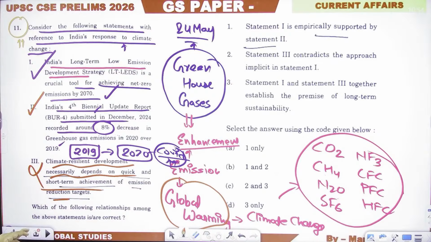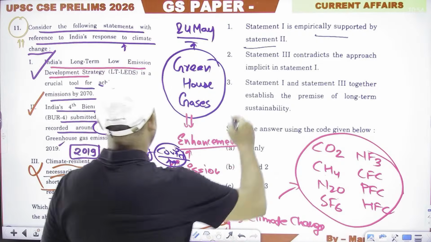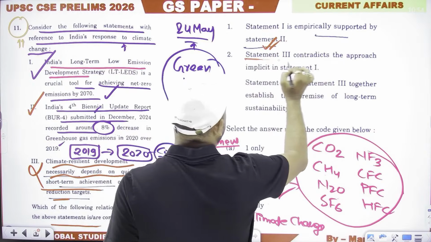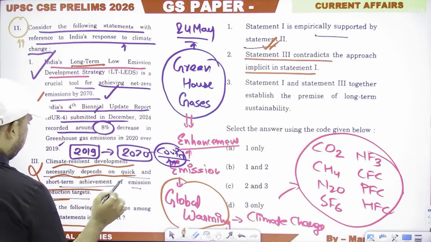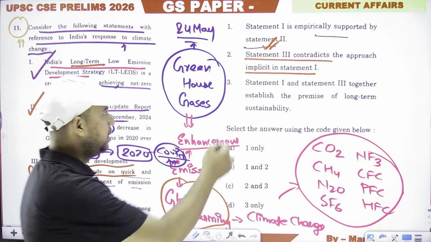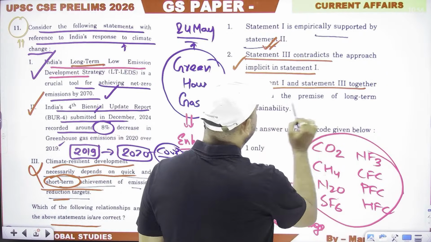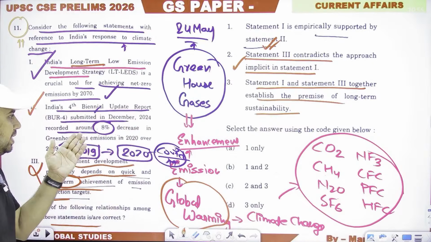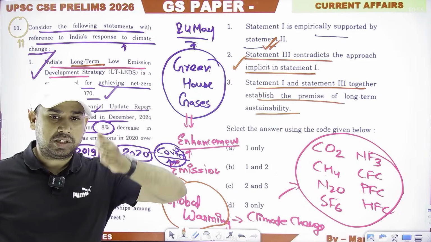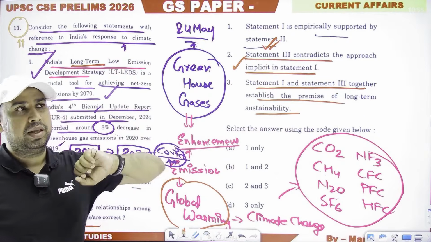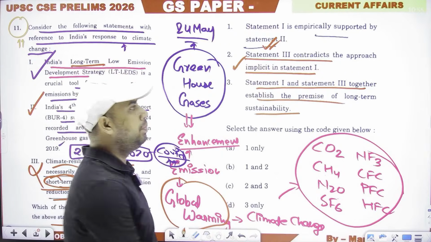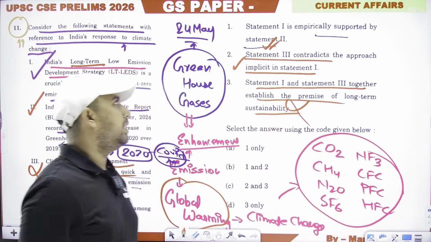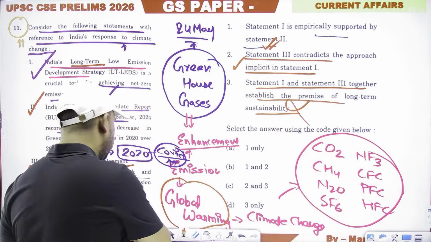So on the basis of the following, the relations among the statements are correct. Statement 1 is empirically supported by statement 2. Empirically it is supported. Statement 3 contradicts the approach implicit in statement 1, because it is saying long term and they are referring to the short term. So they are contradicting. This statement is also correct. Statement 1 and statement 2 together establish the premises for long term sustainability. In the second statement, they are saying that compared with 2019, 2020 had less emission, and here it is saying long term low emission. So these two statements do not together establish the premises of long term sustainability. So the third statement is incorrect. First and second are correct.